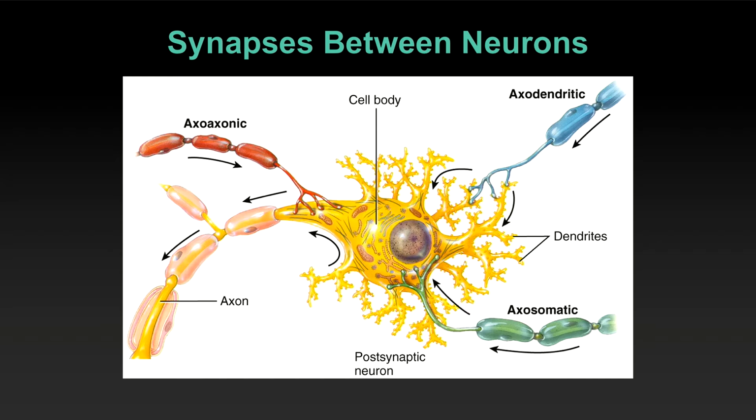But neurons can synapse in many different places on the postsynaptic neuron. We have an axosomatic connection where the presynaptic neuron connects directly to the body of the postsynaptic cell, or the axoaxonic connection, where the axon connects directly to the trigger zone. And everything in between can happen too.